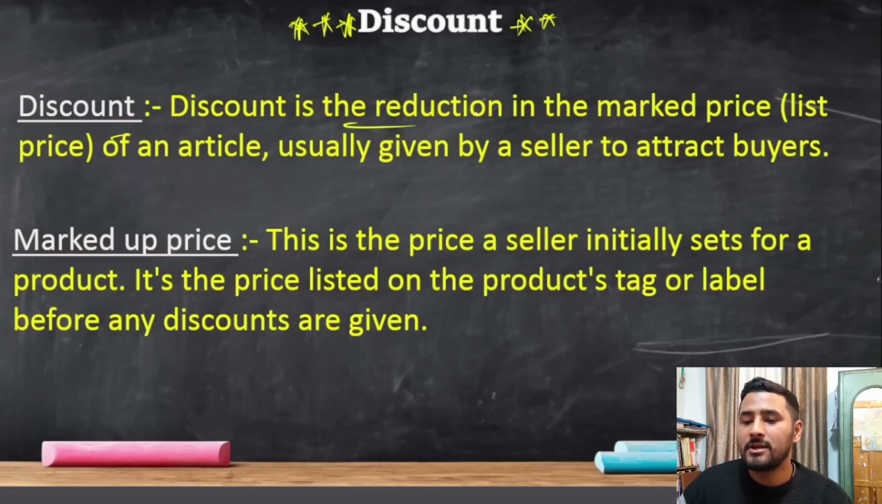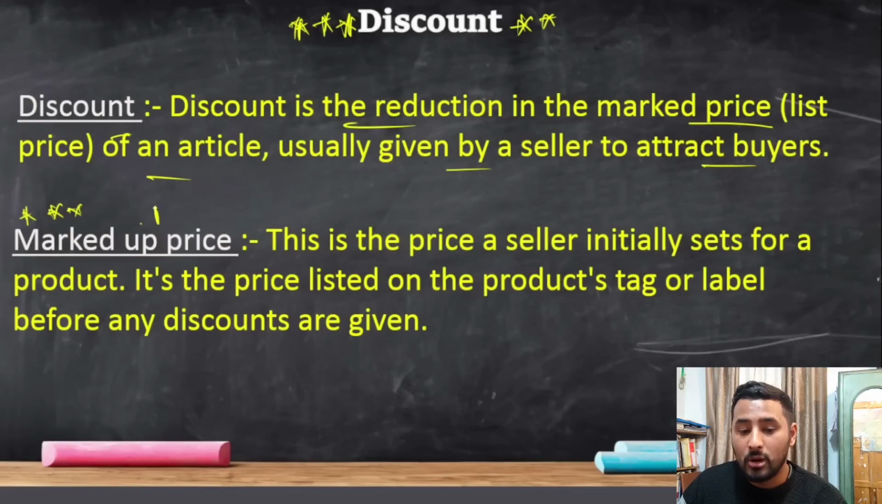Discount is a reduction in the mark price of an article, usually given by a seller to attract customers. Before starting discount, let me tell you one important word that you should remember while doing discount. That is marked up price, or MRP or MP. Somewhere it is given MRP, somewhere it is given list price, or somewhere it is given MP. Marked up price or marked price. You should remember this before doing the discount.